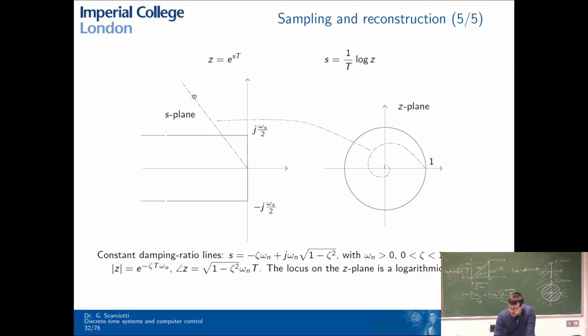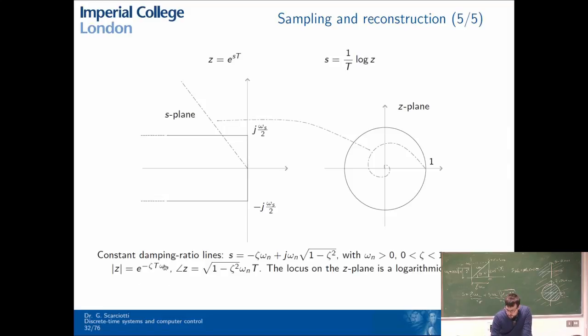So this is a constant damping ratio line, a line that goes in this way, so the angle in the S-plane is constant because zeta here is kept constant. So if we compute the absolute value of z, we obtain this expression, and if we compute the phase of z, we obtain this expression over here. And in this expression, what we are keeping constant is zeta. What is varying is omega n.